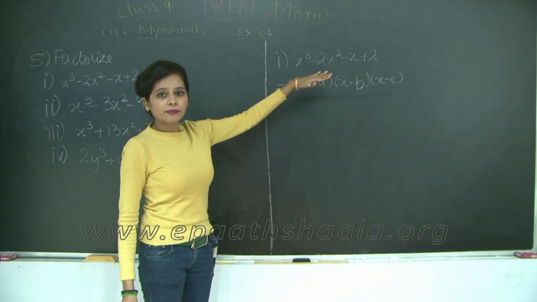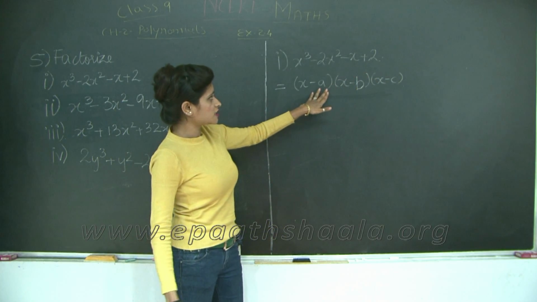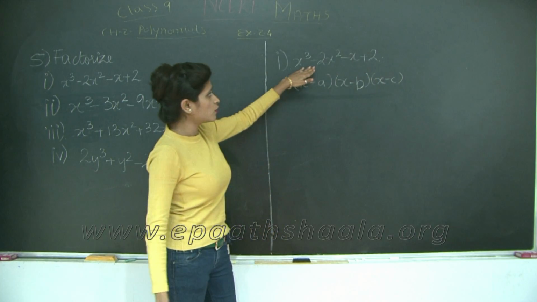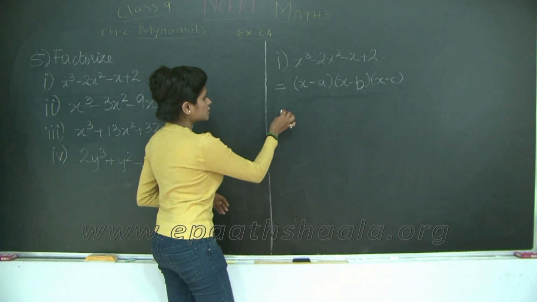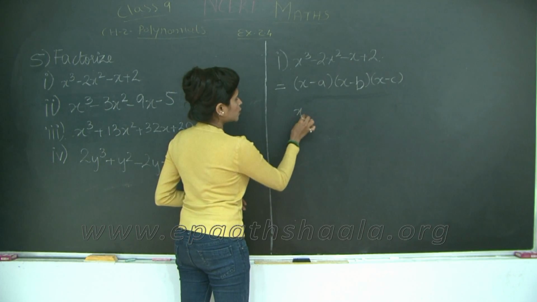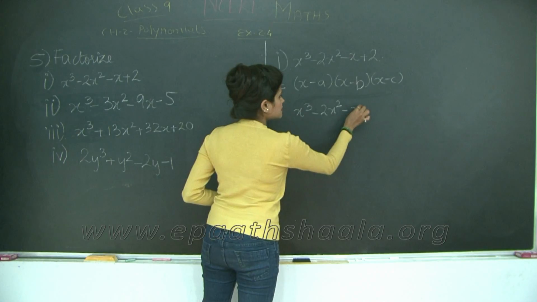Now we can either solve it by hit and trial method, where we can take 2 as a product of a, b and c, or we can look for common terms. Fortunately here we can find common terms. So let me rewrite this polynomial for you again. X cube minus 2x square minus x plus 2.